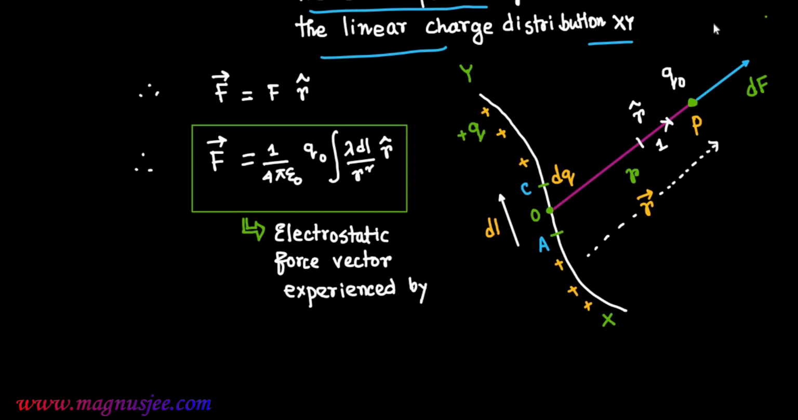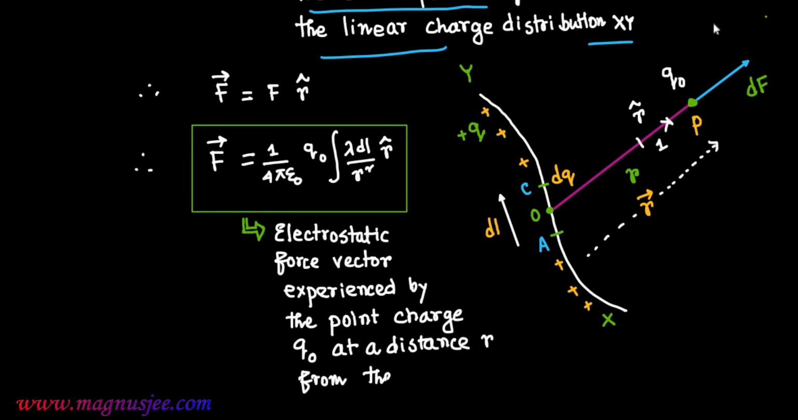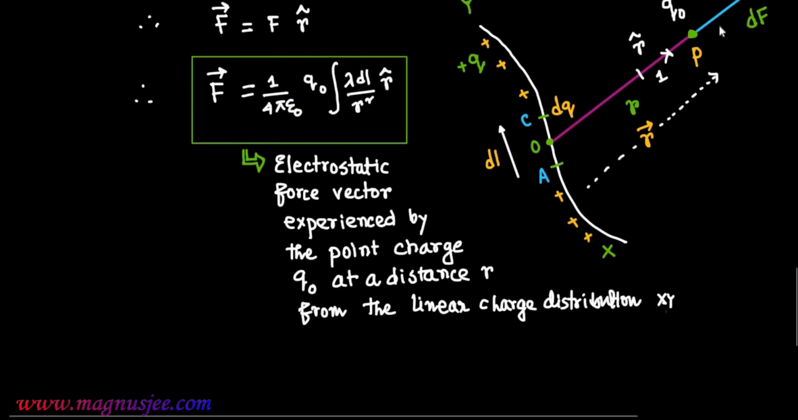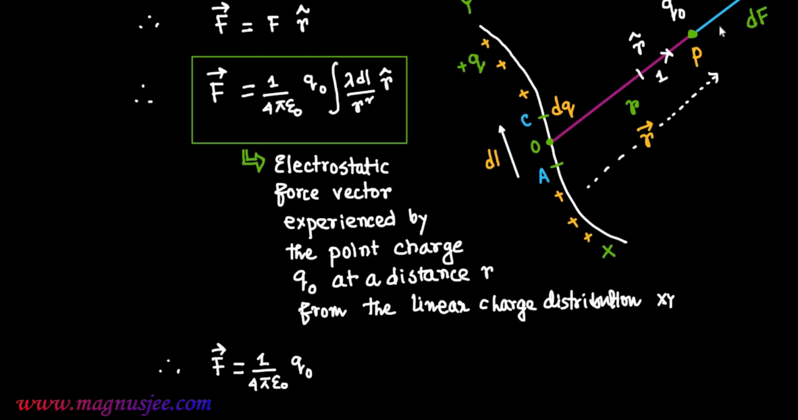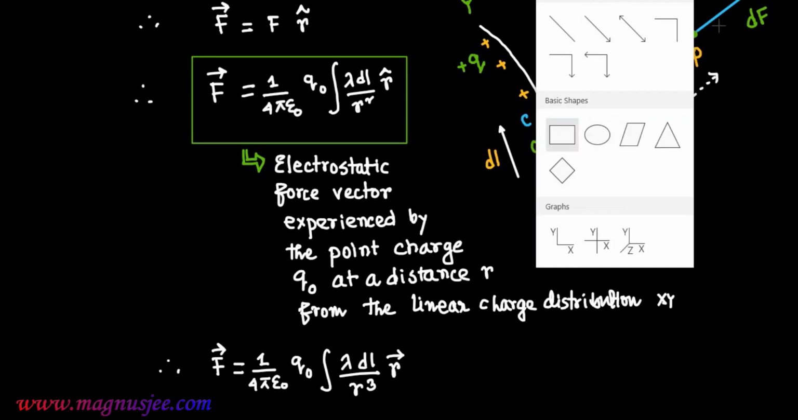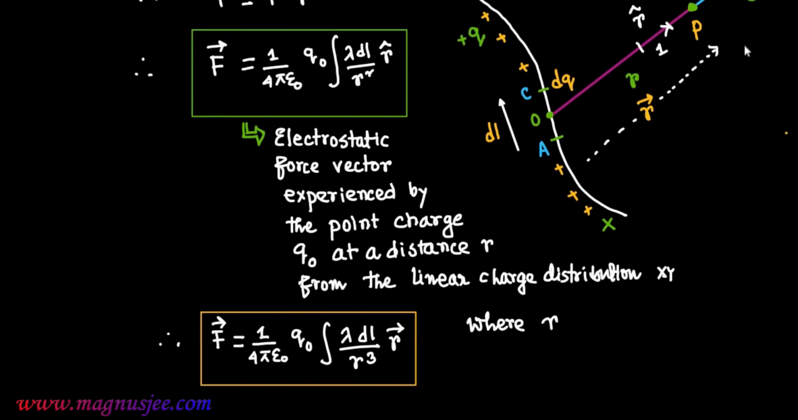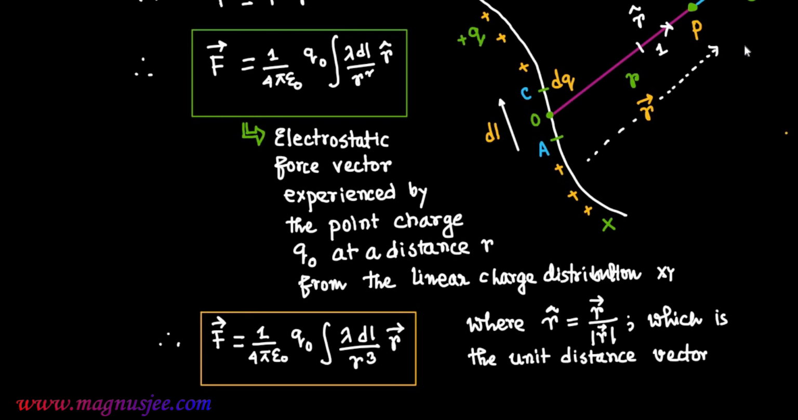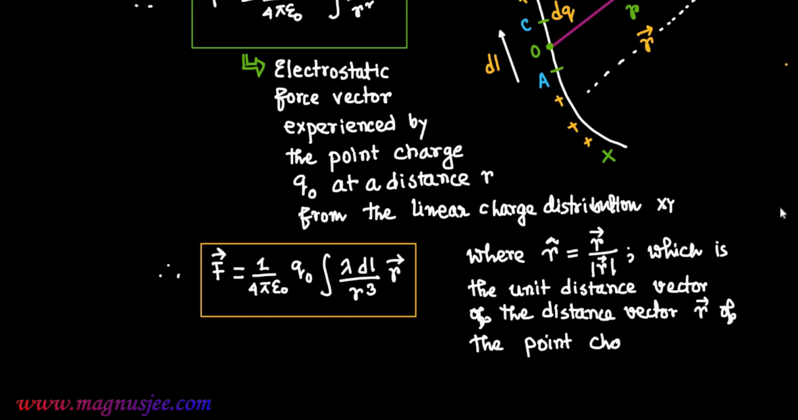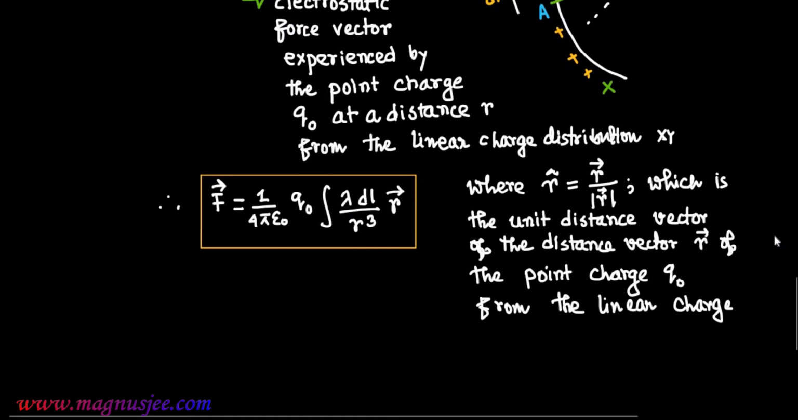It is experienced by the point charge Q naught at a distance r from the linear charge distribution along the line xy. Therefore, vector F equal 1 by 4 pi epsilon 0 Q naught lambda dl by r cube vector r. So this force is expressed in terms of the distance vector r. R cap is equal to vector r by mod vector r, which is the unit distance vector of the point P from the charge distribution xy.